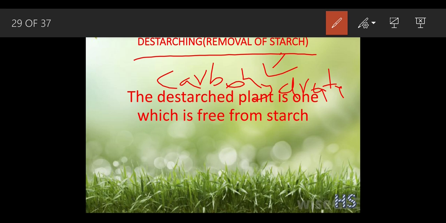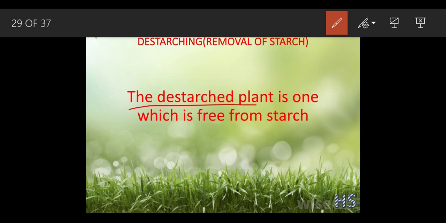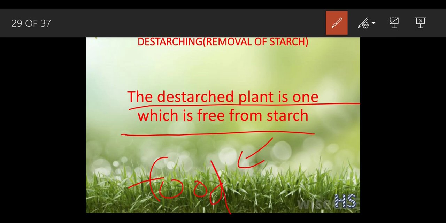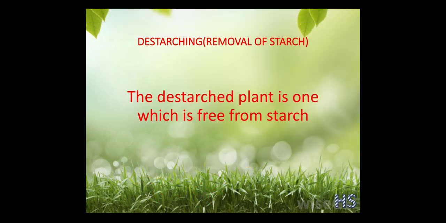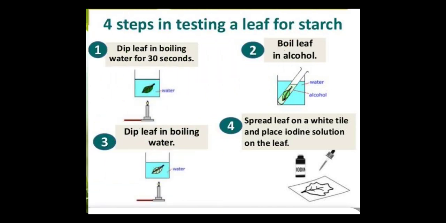Now, what is a destarched leaf? A destarched leaf is one which is free from starch. There won't be any presence of starch. In an easier sense, there won't be any food inside the plant. So how will we come to know? Let's understand with some examples. First, how to destarch the leaf.